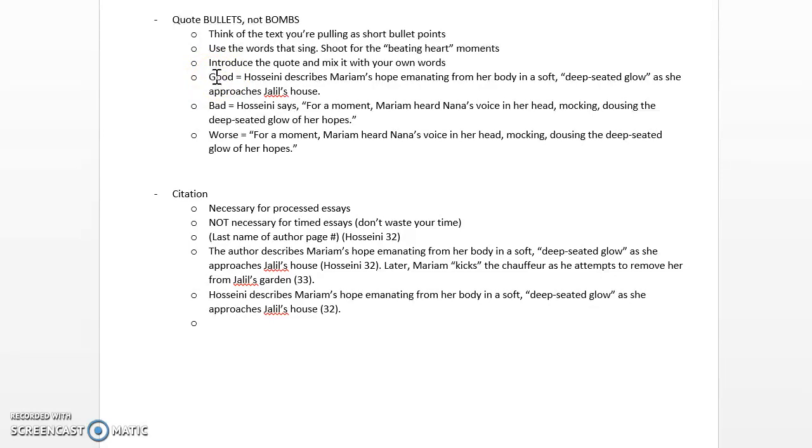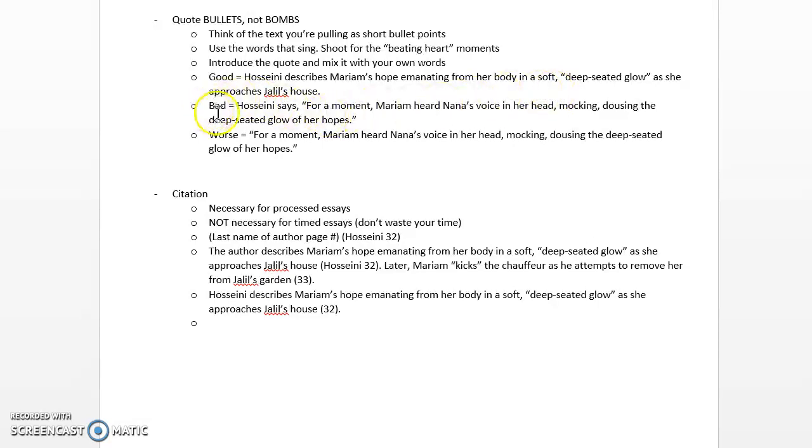Hosseini describes Mariam's hope emanating from her body in a "soft, deep-seated glow" as she approaches Jalil's house. I've taken the words here that are the most magical out of that sentence, and I've incorporated them into my own sentence. I want you to notice that if I took these quotation marks out, the sentence would flow just as well. Obviously, I have to leave the quotation marks there because I didn't write those words originally, but if I were to take them out, this sentence would flow just as nicely.